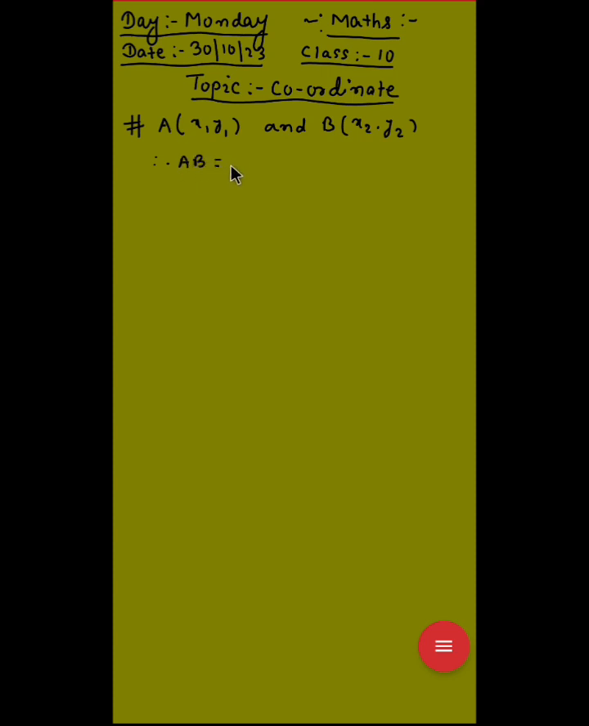AB is given by AB is equal to under root of x2 minus x1 whole square plus y2 minus y1 whole square. So now I am going to derive how it comes.